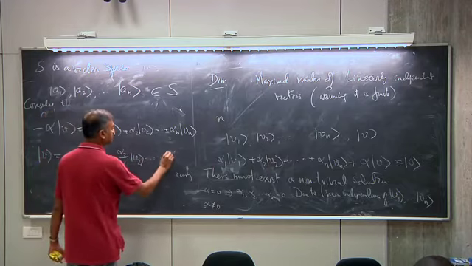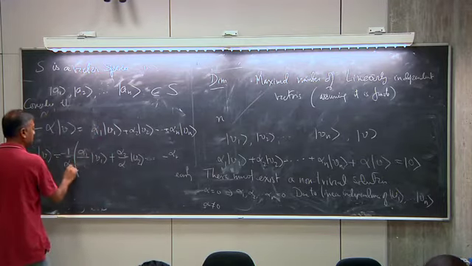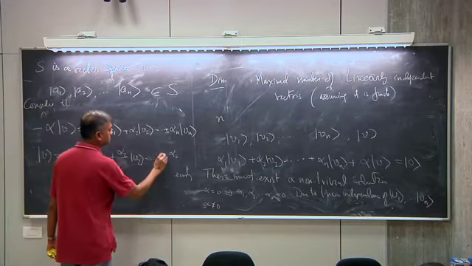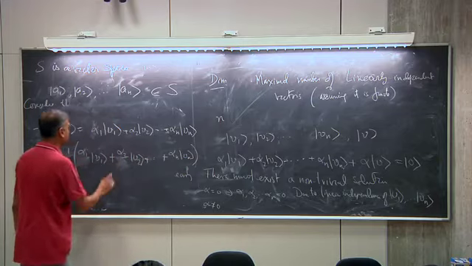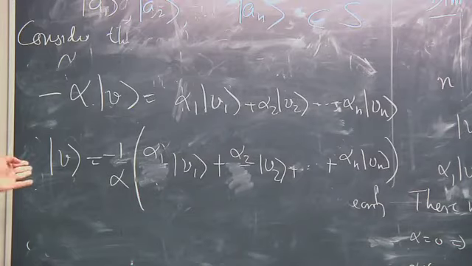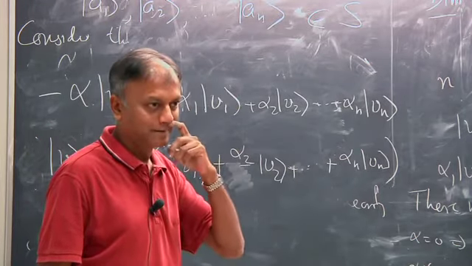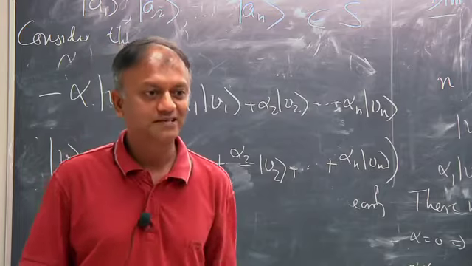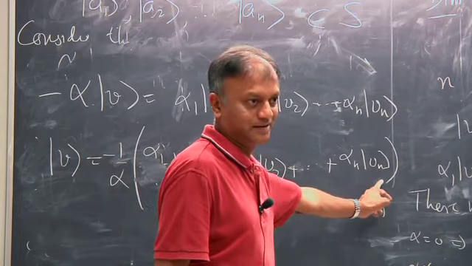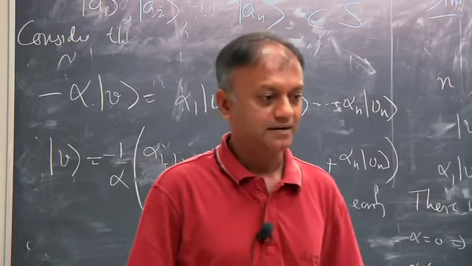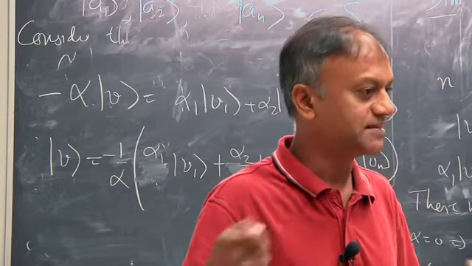and all the way up to minus alpha n. I'll take out the minus common factor, minus 1 over alpha, then plus alpha n. Yeah? So you see that I have expressed v as a linear combination of v1, v2, up to vn, right? So you can think of these as basis vectors. Basis vectors are such that any other vector can be expressed as a linear combination of basis vectors.